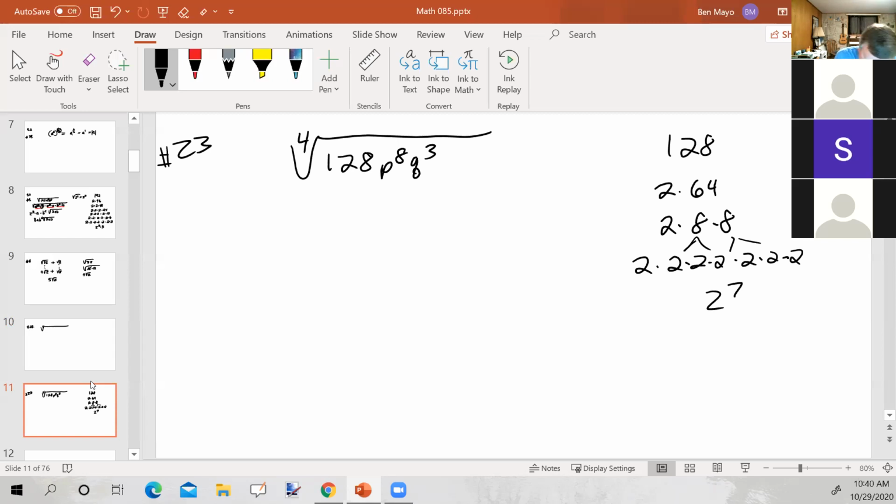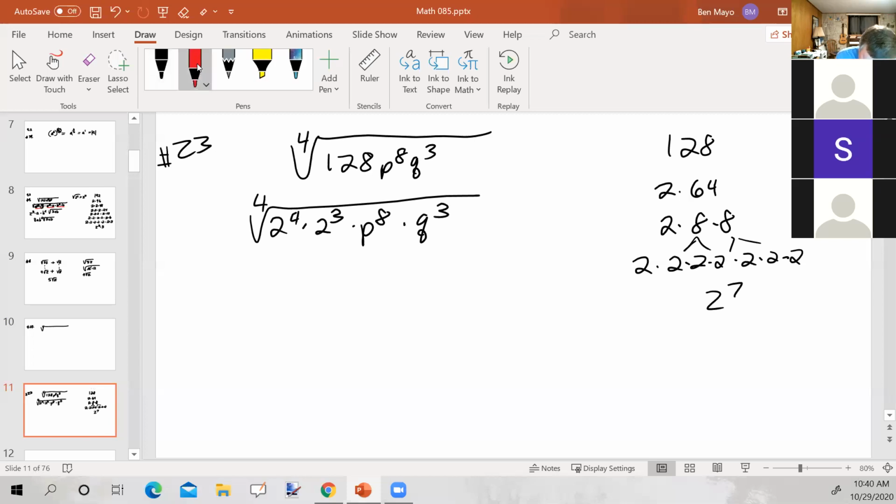So this would be the 4th root of 2 to the 4th times 2 to the 3rd times p to the 8th times q to the 3rd. So this is a base that's a 4. Here the exponent is a 4. Here the exponent is a multiple of, an 8. And then the other stuff, those are going to be leftovers.